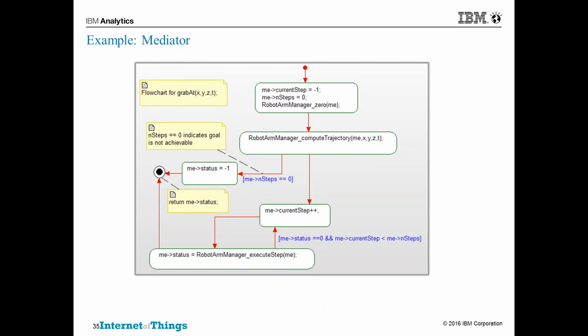So this defines the behavior for the mediator grab at operation, where we initialize it, we zero it, then we call compute trajectory, and then if status is 0, then it's not achieved. You can't get there from here. The number of steps is 0. You can't get there from here. Otherwise, you have a number of steps. And then as we go to execute step, we execute each action position one step at a time, and then go to the next step until we're finally done.